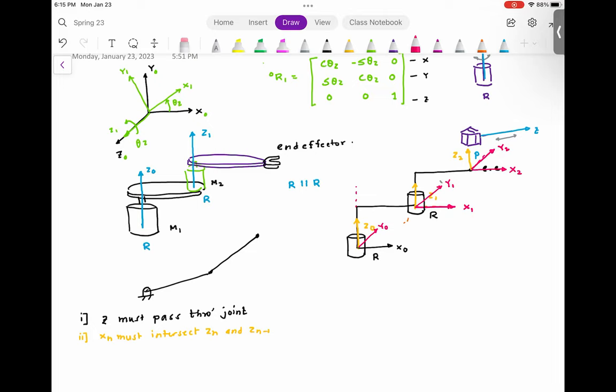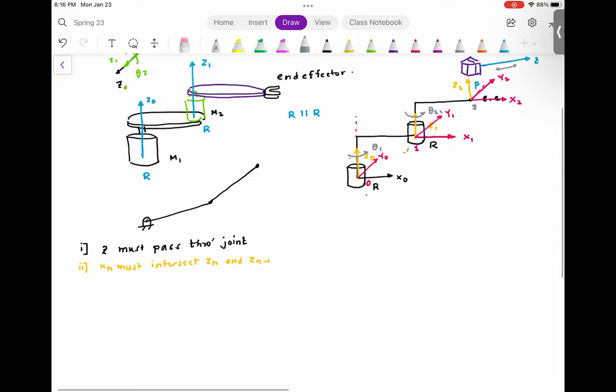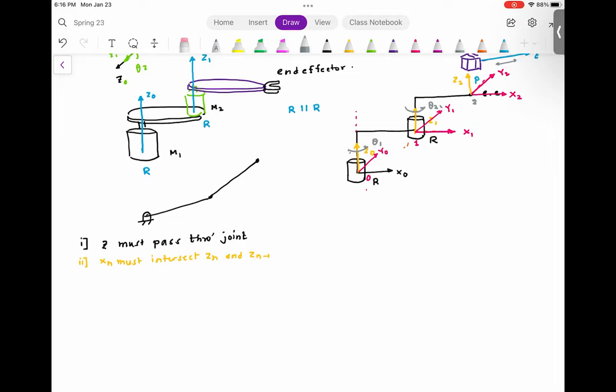So once you assign the coordinate system, this is your zeroth frame, this is your first frame, and this is your second frame. Are you with me so far? It is important to note that the rotation of the first joint is theta 1, rotation of the second joint is theta 2, and end effector, there is no joint, so it remains as is. Everyone understood this? Now I want you to see the next step very, very carefully.